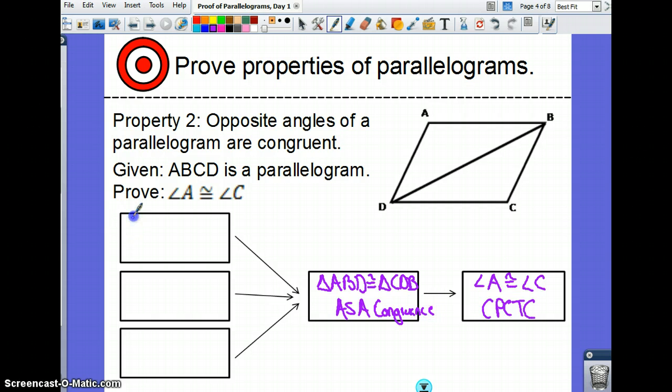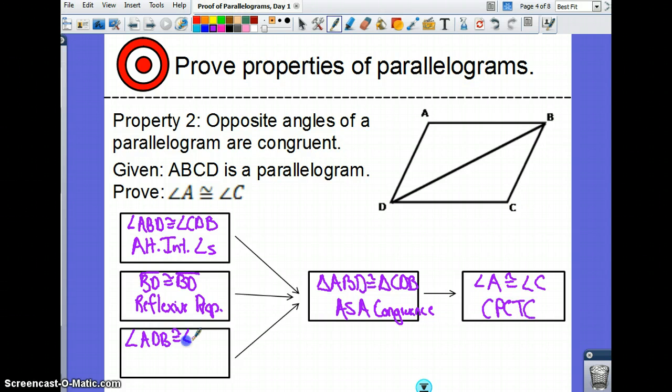And remember over here that we would put our angles that were congruent by alternate interior angles. So this would be angle ABD congruent to angle CDB, the alternate interior angles. AB is congruent to BD by the reflexive property. And then as well as that, angle AEB by alternate interior angles as well.